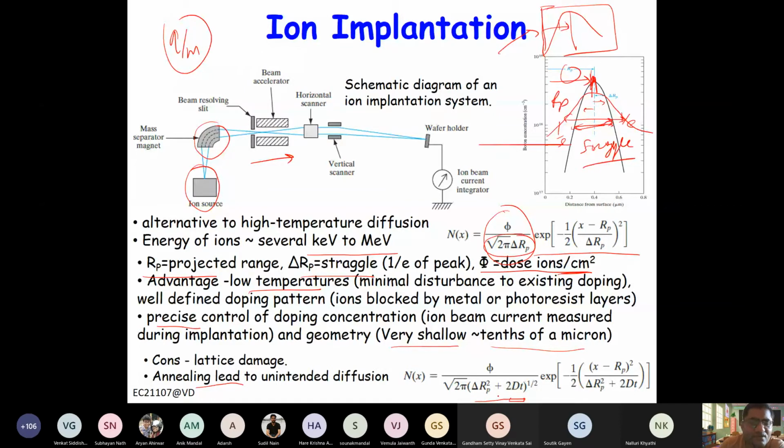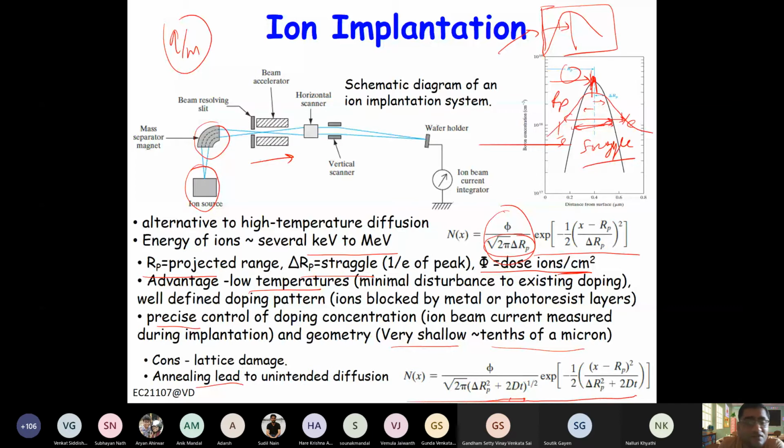So by the combination of ion implantation and annealing, which leads to unintended diffusion, you get an overall profile something like this, which is better than the diffusion itself.